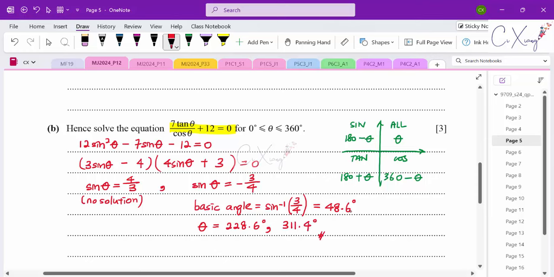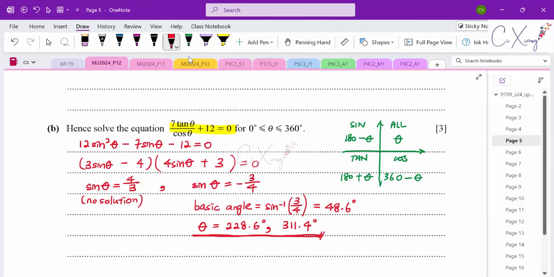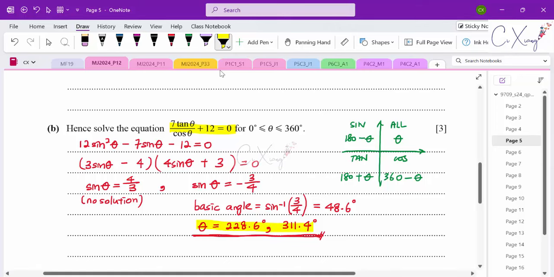We should stop here because for this question, they're only asking for the values from 0 until 360. That means one cycle, which means 4 quadrants. So you have already gone through 4 quadrants, and you can directly stop here. This shows that for this equation, we have two final answers, which are 228.6 and also 311.4. So this is how we solve question number 3.